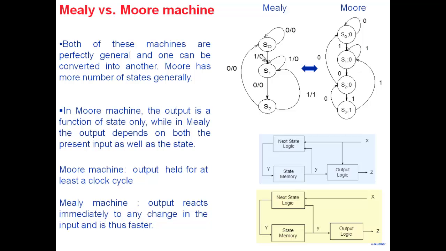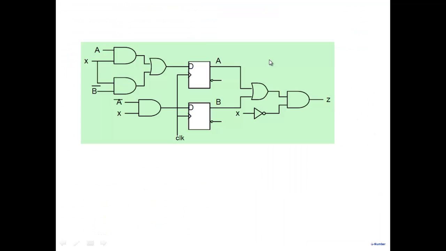So output depends on the state as well as the input, and that's why it's written next to the arrow here, which lists the input values here. All right, so suppose we have synthesized the finite state machine. This is an example of a finite state machine, and what we would like to know is what is the clock rate for this particular machine.